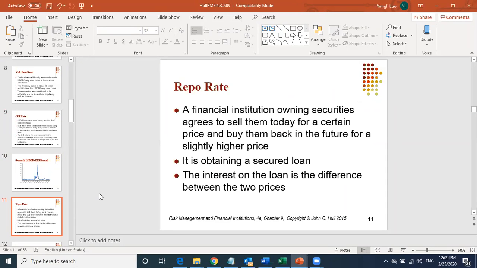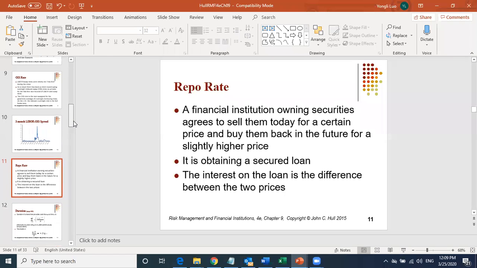Another one is called the repo rate. In a repo, a financial institution has a security and agrees to sell it today for a certain price, and they will buy it back in the future with a slightly higher price. So you can see there is going to be a spread between the selling price and the buying price. That difference is called the repo rate. This is also a good indicator for the financial market condition. Typically, the higher the repo rate, the higher the risk in the market.